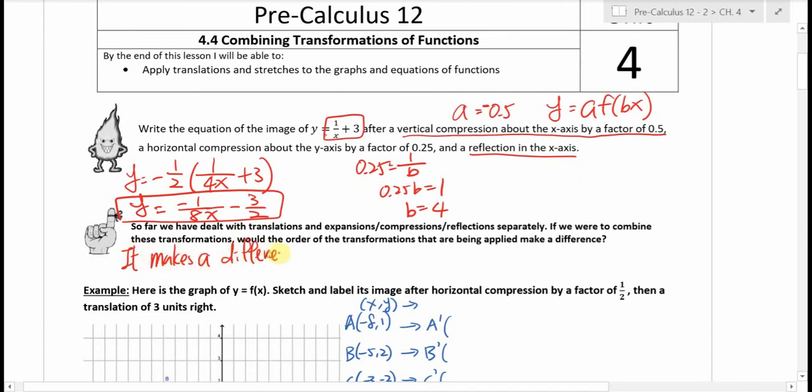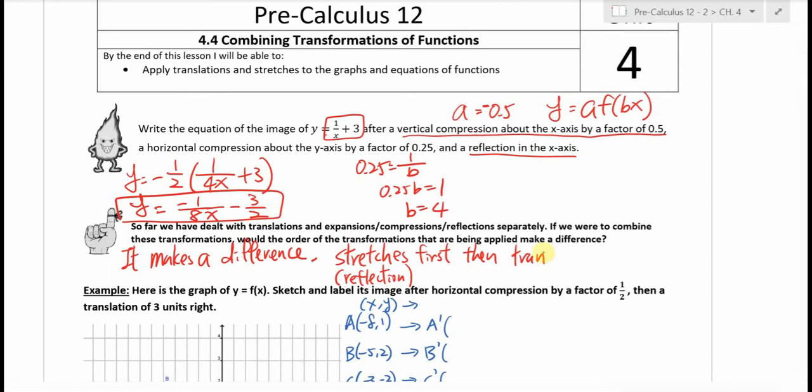And it's going to be the stretch. So expansion and compression, stretches first, then translation. When we talk about stretches, of course, this also includes the reflection, because they are both multiplications, so they can be dealt with in the same step. So stretches and reflections first, then translation. So multiply first before you add or subtract. Okay, so here we go.